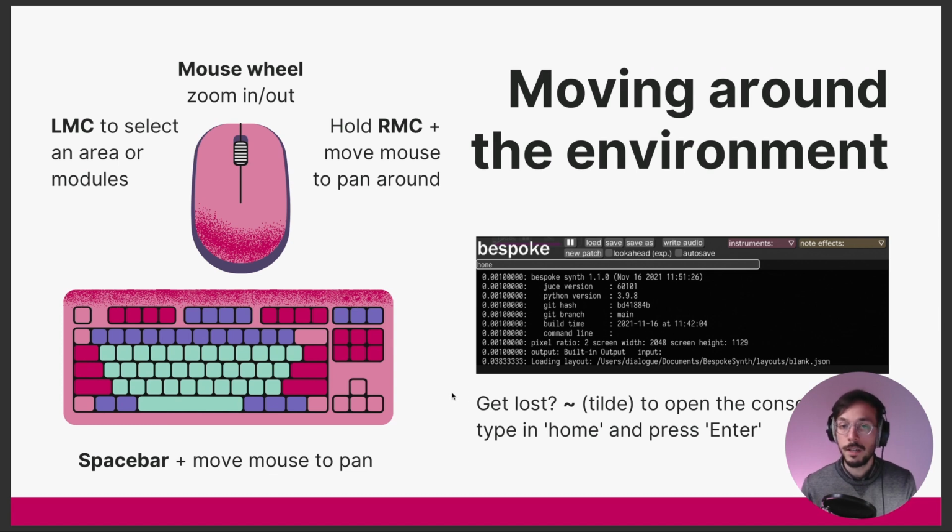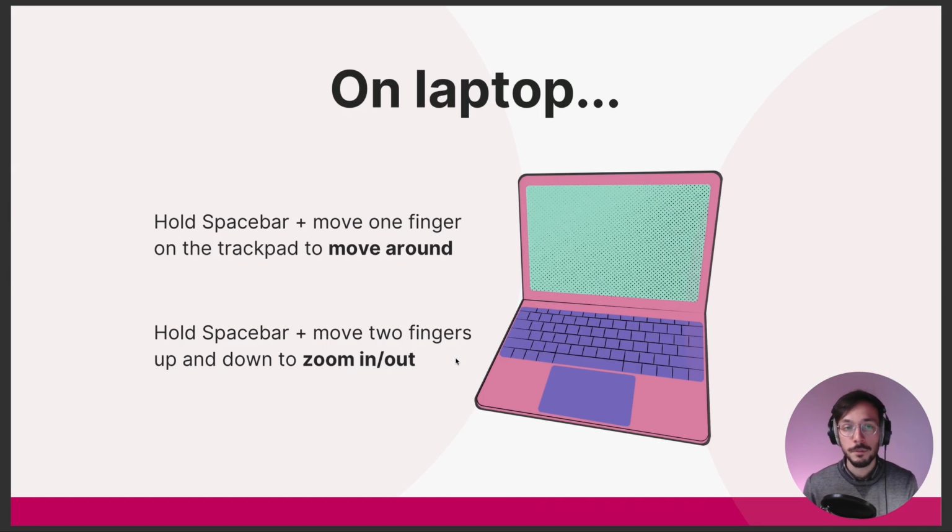If for any reason you get lost, I'm thinking about when you create a very large scale project, you can open the console with tilde. On Mac, it's option 5. You open up the console, you type in home, you press enter. As you can see in this image, the software will bring you to the main view. On laptop, you can move around by holding spacebar and moving just one finger on the trackpad. And if you hold spacebar and move two fingers up and down, you can zoom in and out. So save these shortcuts if you're a laptop user.